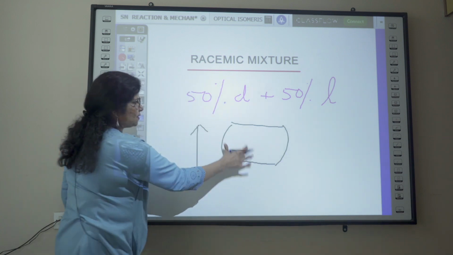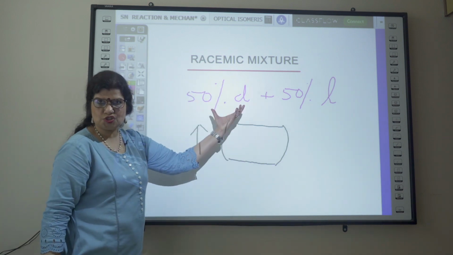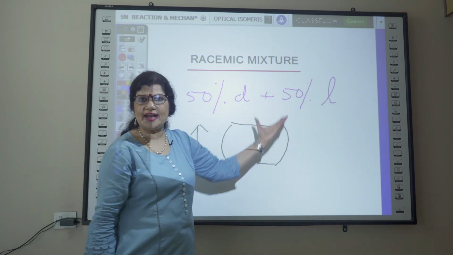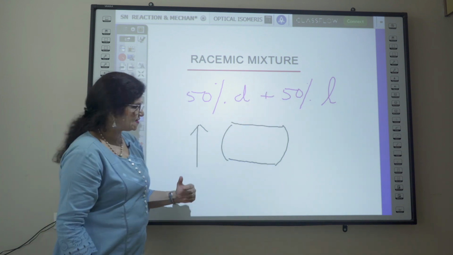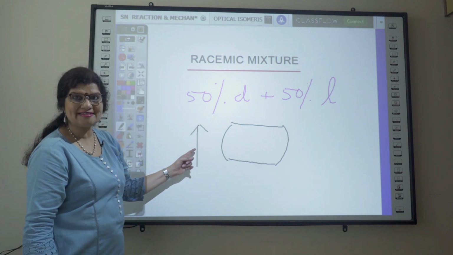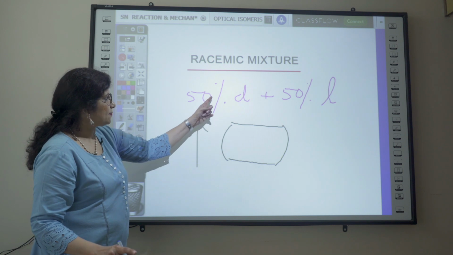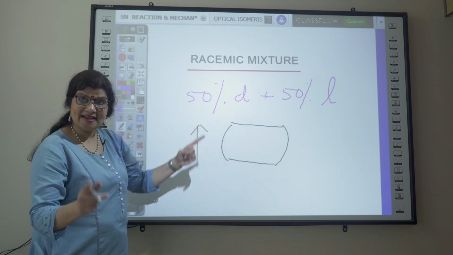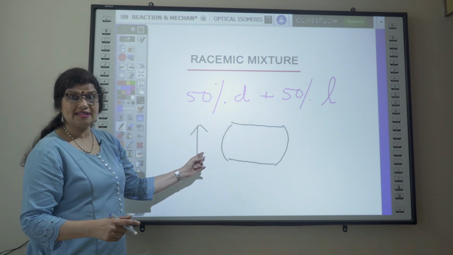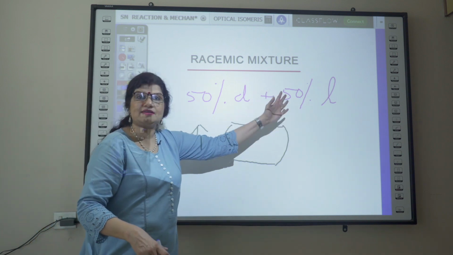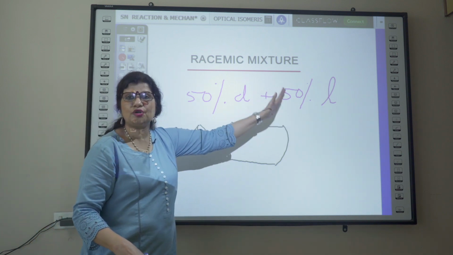Let the sample tube contain 50% of the D isomer, the first optical isomer, and 50% of the levorotatory isomer. So what happens is, the plane of this plane polarized light will be rotated to the clockwise direction by 50% of the dextro form, and the plane of the plane polarized light will be rotated to the anti-clockwise direction by the remaining 50% of the levorotatory form.